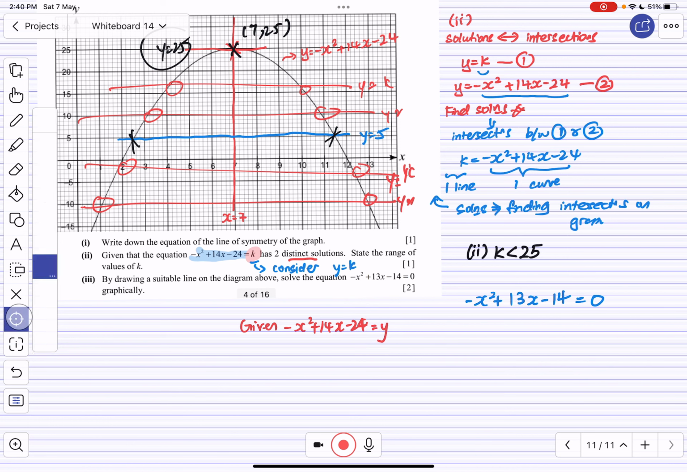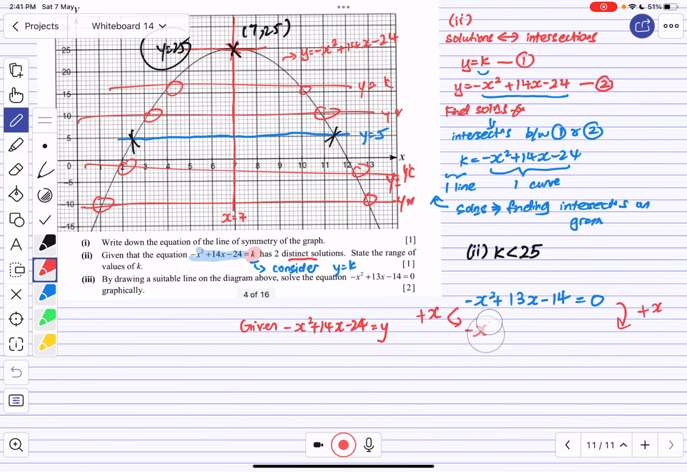So what I want to do is make this appear again, and I'll show you that whatever you see on the right hand side, if I were to just draw that graph, that will also give me the intersection. By adding x on both sides, I can get negative x squared plus 14x minus 14 equals to x. Next, I subtract another 10 on both sides. That gives me negative x squared plus 14x minus 24 equals to x minus 10.